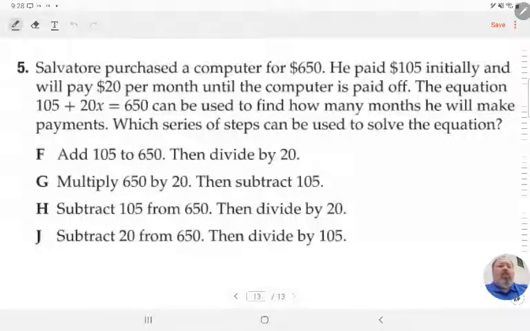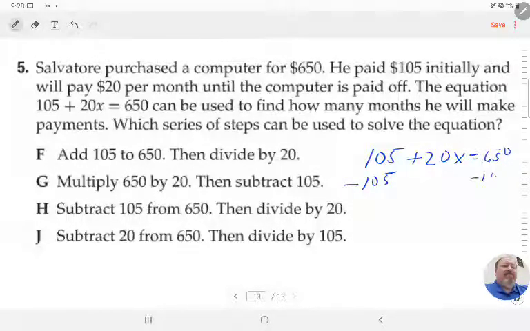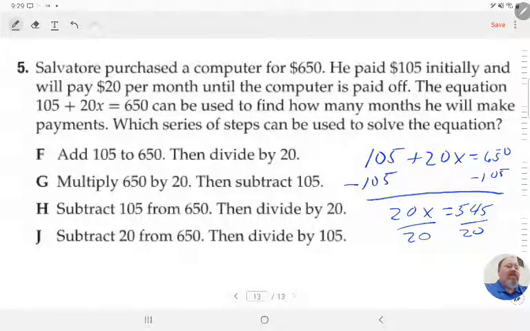Well, when you have this equation, you're going to have to subtract 105 first, right? And that would give you 20x equals 545. And then you are going to have to divide by 20. Okay? Well, it's not really asking for an answer, it's asking for the steps. So this one says subtract 105 from 650, then divide by 20. So that would be the answer I would be looking for. Okay? What steps am I taking?